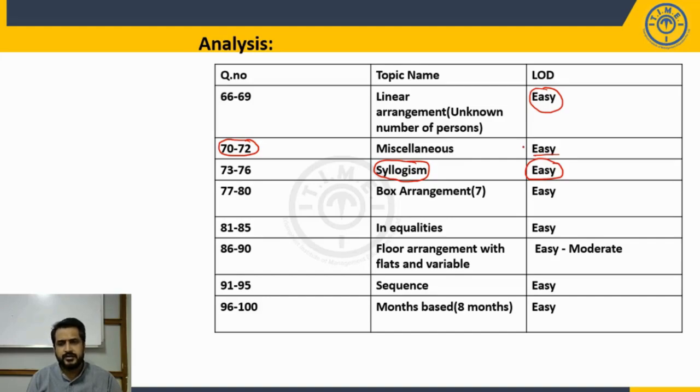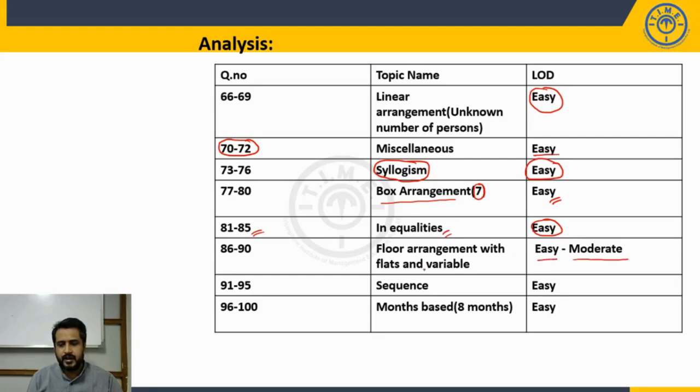Either 2 statements or 3 statements deductions will be given. And box arrangement, very simple, just given with 7 boxes. Level of difficulty is easy. Inequalities, 5 questions are given and are easy. Now look at this set. This is the only one set which is of easy to moderate level of difficulty.